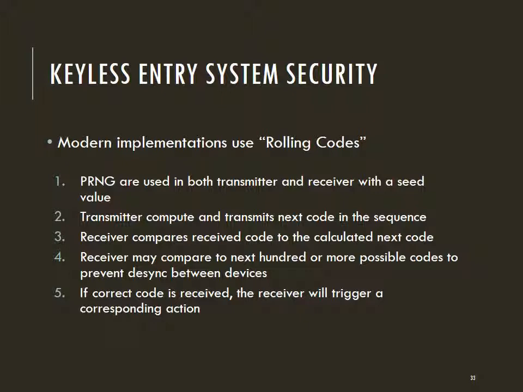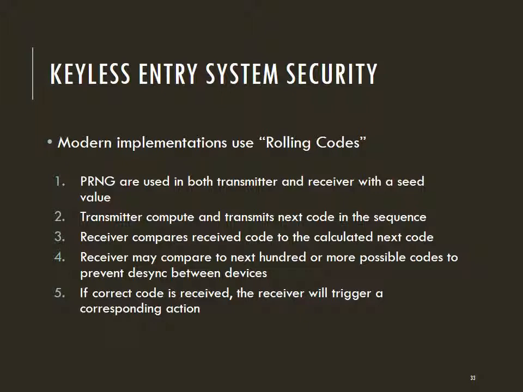Today's rolling code implementations use a pseudo-random number generator in both the transmitting and receiving devices, and those are coded with a seed value. When the transmitter wishes to transmit a code, to open a door, close a door, turn on a security sensor, or turn off a security sensor, it computes the next code in the sequence based on that pseudo-random number generator and then transmits that. The receiver compares this received code to what it calculates the next code should be.